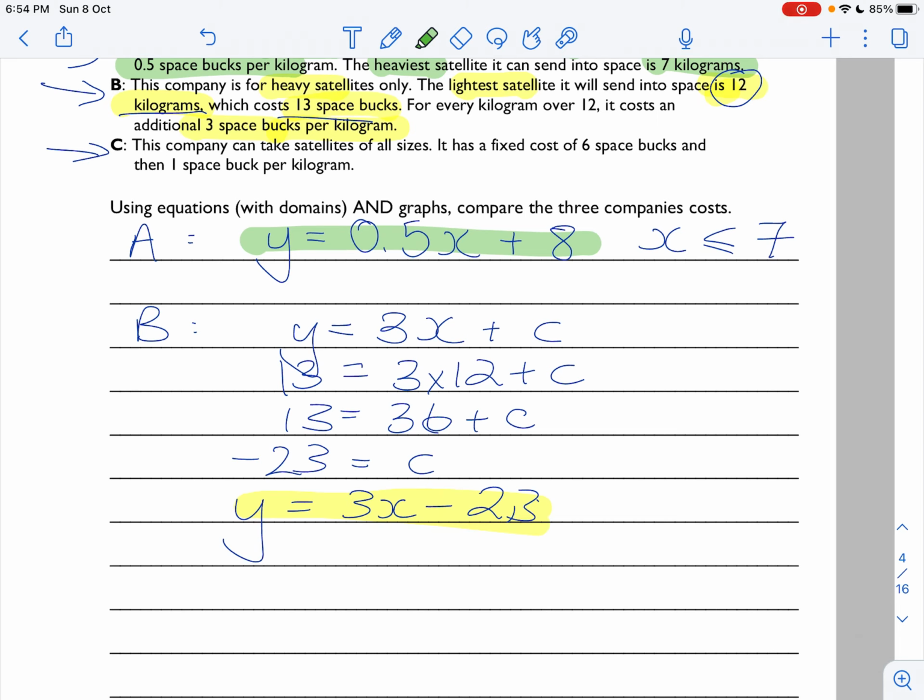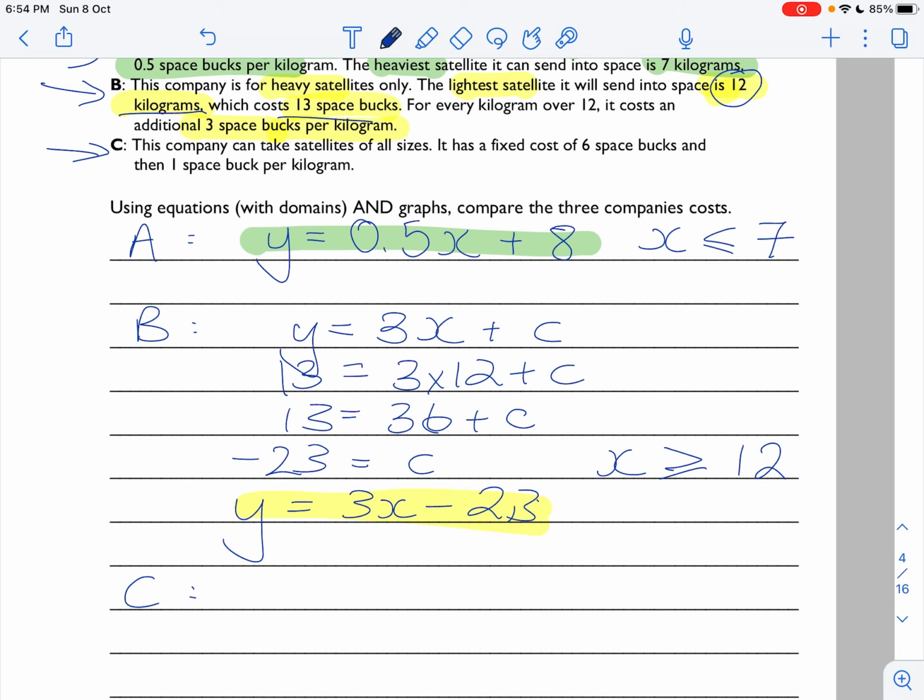Okay, now we're going to go to C. Oh, now what's the restriction on that one? The restriction is the lightest one is 12. So we're going to go X has got to be greater than or equal to 12.